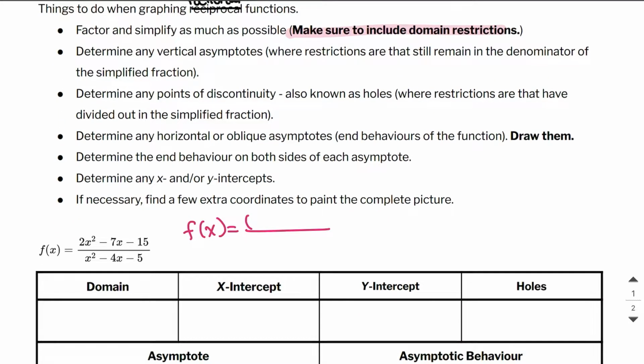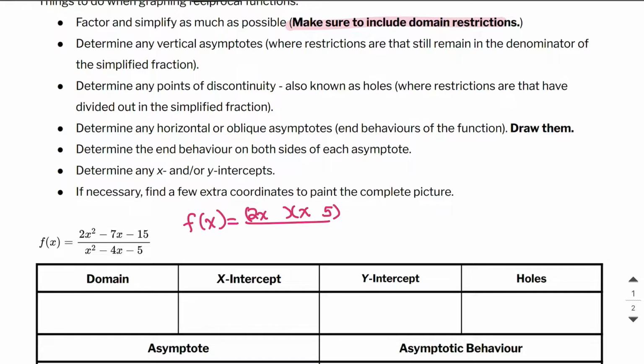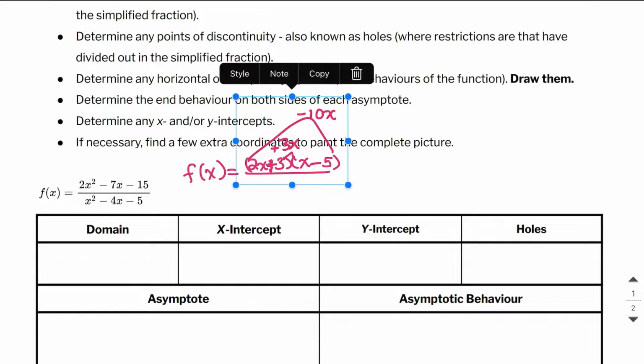So when I factor the numerator, I'm going to use 2x and x. I want to get 15, so I will try 5 here and 3 here. And this gives me 3x, this gives me 10x. I can get a negative 7x if the 10 is negative and the 3 is positive, which means I will have a positive 3 here and a minus 5 there.